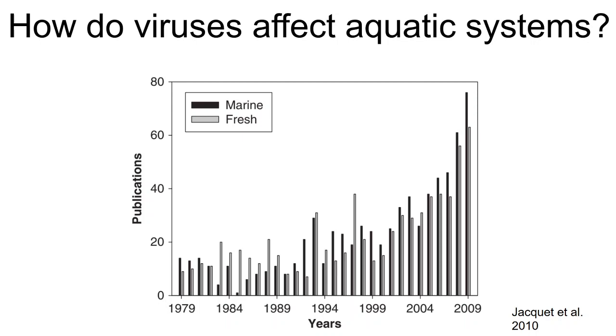I mentioned that over the last several decades, the idea of viruses affecting aquatic ecosystems has become more and more important. In the 1970s is when people started to recognize viruses as very common in aquatic ecosystems, and the number of publications that describe viruses in marine and freshwater systems has increased since then. This paper is a few years old, but it captures that trend.